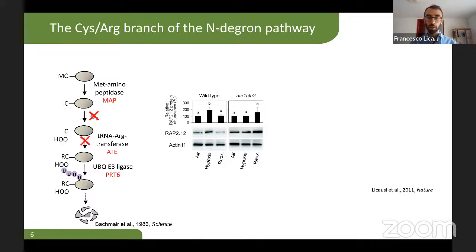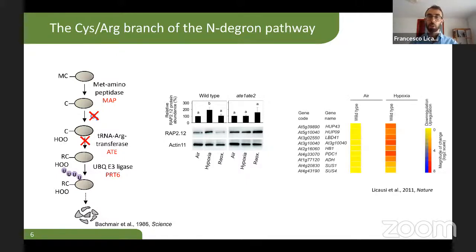We also could obtain exactly the same effect by knocking out the enzymes that carry out the subsequent modifications that lead to ERFVII degradation. And at the genetic level, if we were looking at genes that are induced under hypoxic conditions, we could see that they are already upregulated, at least to a certain extent, in these mutants that are inactive in the N-degron pathway. I have to say that this discovery was made in parallel, from a completely different perspective, by the group led by Mike Holdsworth at the University of Nottingham.